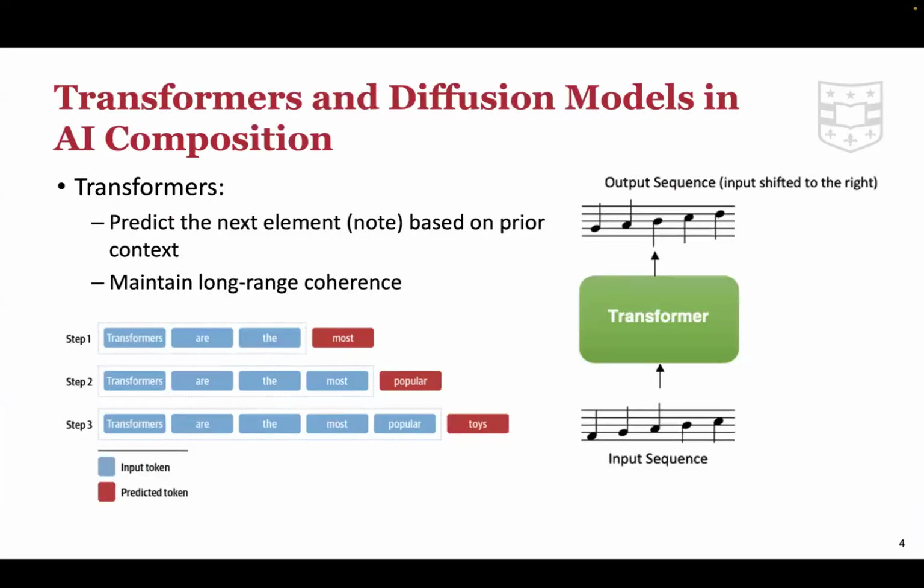AI music composition relies on two key technologies, transformers and diffusion models. Transformers were initially developed for natural language processing and excel at predicting the next element based on context. This ability to maintain long-range coherence makes them ideal for creating melody and rhythm in music composition.